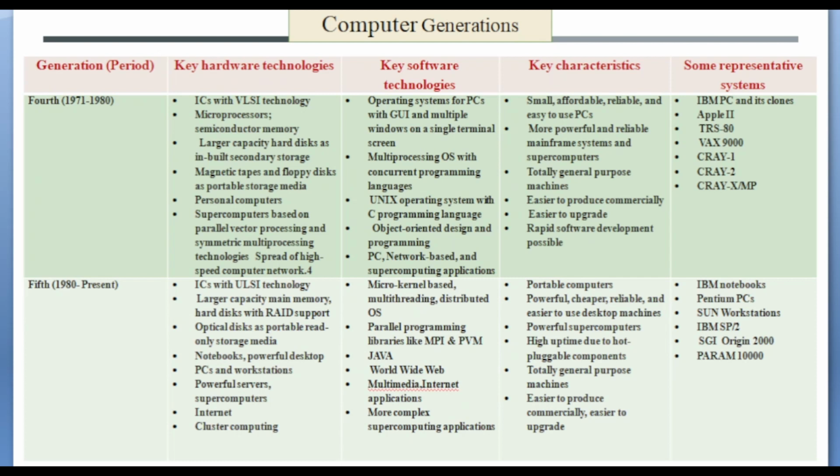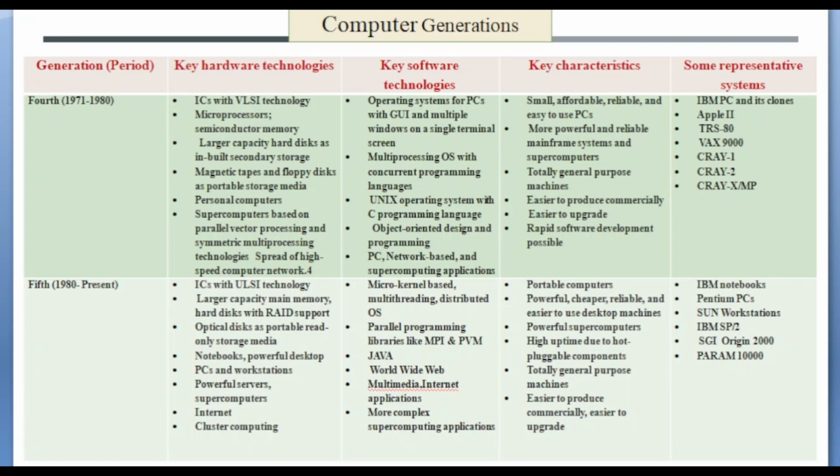The fourth generation of computer was based on microprocessor technology and spanned from 1971 to 80. These computers were even smaller, faster, and more powerful than the third generation computer. Here, large capacity hard disks, as in built-in storage devices, were used. Examples of fourth generation computers are IBM PC and its clones, Apple II, TRS-80, and VAX series, VAX 9000 series. These are the examples of fourth generation computer.